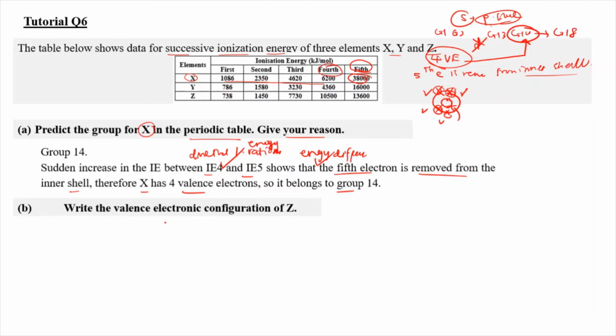And for question B, we need to write the valence electronic configuration of Z. In order to write the valence electronic configuration, we need to know how many valence electrons there are first. To do this, we need to identify the biggest energy gap. You can find the ratio of IE2 divided by IE1 and so forth. For me, I expect it to be here because I can see that the energy gap from 1000 to 7000 is quite large. So I know that it's going to have 2 valence electrons.